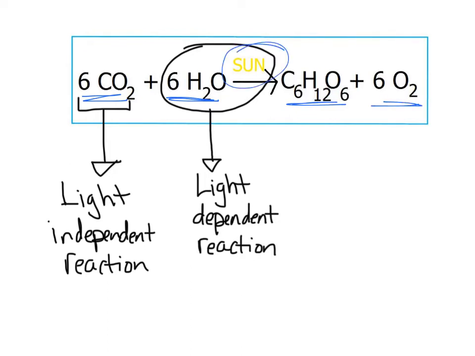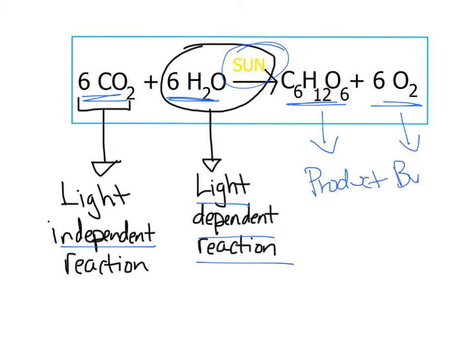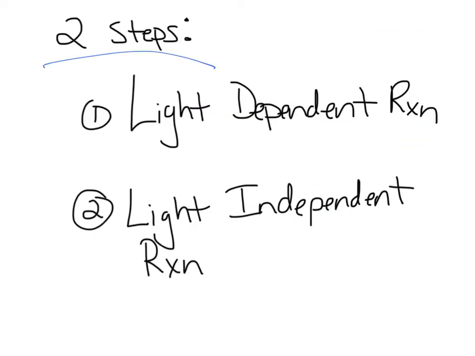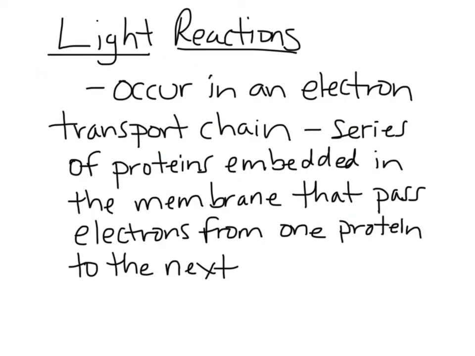The CO2 is used in the light-independent reaction. The water and sunlight are used in the light-dependent reaction. This is our main product, and then this is our byproduct. So as we said before, there are two steps, the light-dependent reaction and the light-independent reaction. We're going to look at each of those individually.